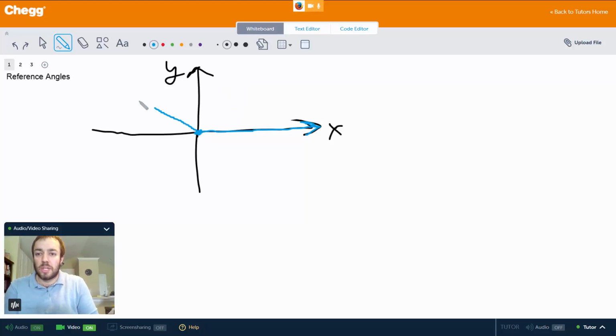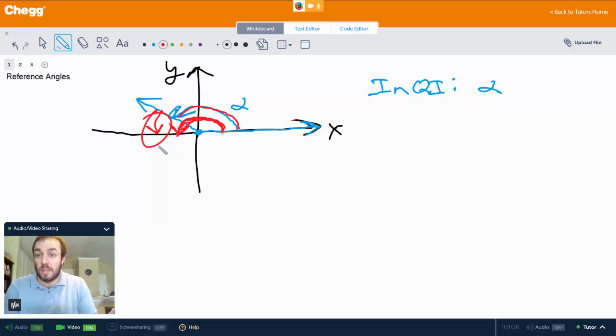Now in quadrant 1, the reference angle is just the angle alpha. All right, so now let's say we're in quadrant 2 and we have our angle alpha here. Now the reference angle is going to be this angle right here. So what is this angle? Well, this entire thing is 180 degrees, in other words, pi. Let's go ahead and talk in radians. This whole thing is pi radians. So if we take this entire thing and subtract alpha, then we're going to be left with this, right?